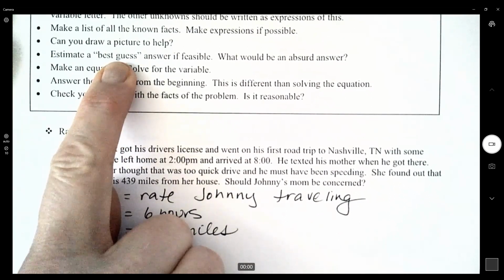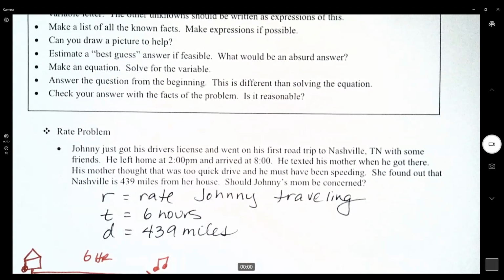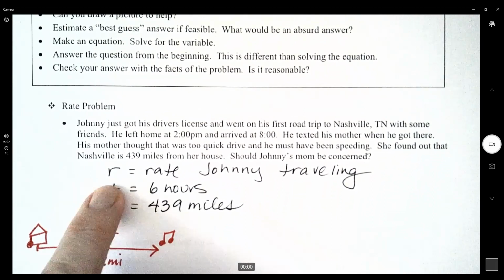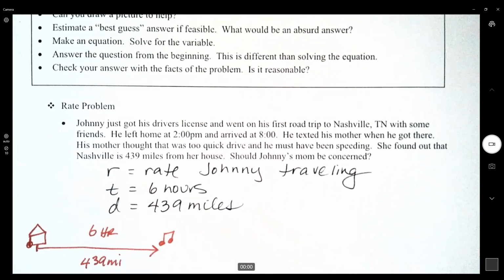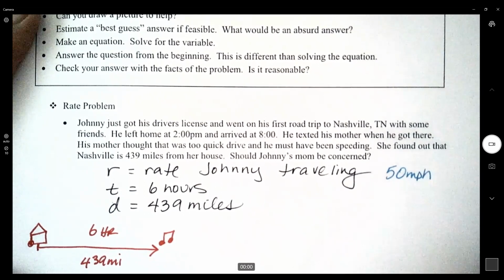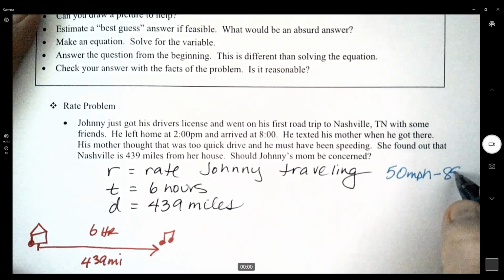What is a best guess? Okay, now you're just guessing at this question. You're traveling from here to Nashville. It took him about 6 hours. So a good guess for the rate would probably be something around a speed of 50, 60, 70, 80 miles per hour, something like that, right? I mean, clearly he's not driving 10 miles per hour and he's not driving 100 miles per hour. It's going to be something around what the speed limit is. So I would guess something around 50 miles per hour up to maybe 85 miles per hour.